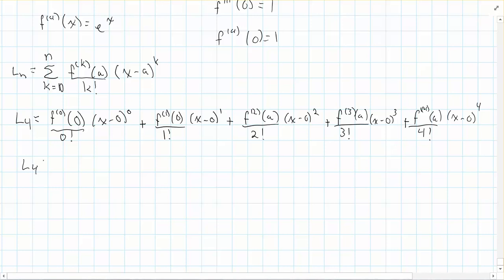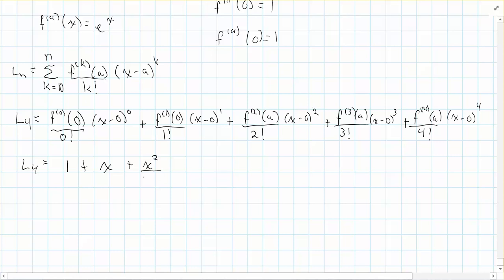So L4, well, this is all 1 here, and this is 1, because x to the 0 power would be 1, so we get 1 plus, well, remember all my derivatives evaluated at 0 were 1, so I have 1 over 1 factorial, which is still 1. So you'd have 1 plus x plus second derivative at a was 1, x minus 0 squared. So this would be x squared.